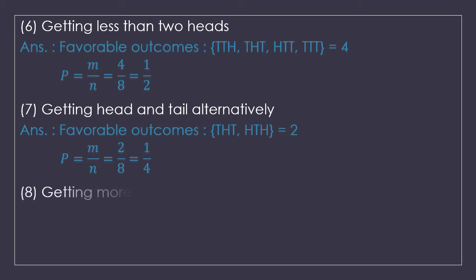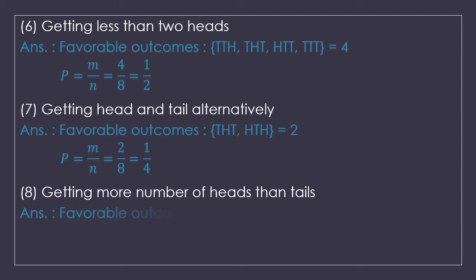The eighth question and the last question of the first question: getting more number of heads than tails. Okay, so from the sample space which you have written already, the number of heads should be more than tails. So that means 2 heads or 3 heads. So HHT, HTH, THH and HHH. The question will get 4 favorable outcomes. So 4 upon 8 will make it 1 upon 2.